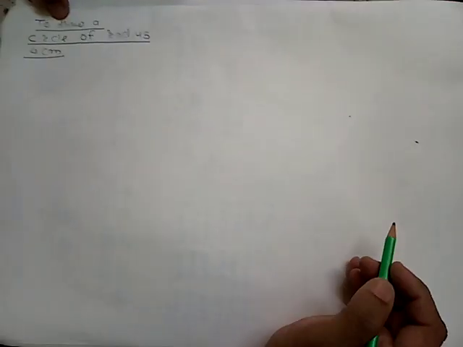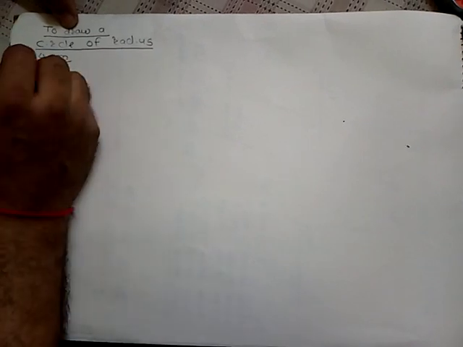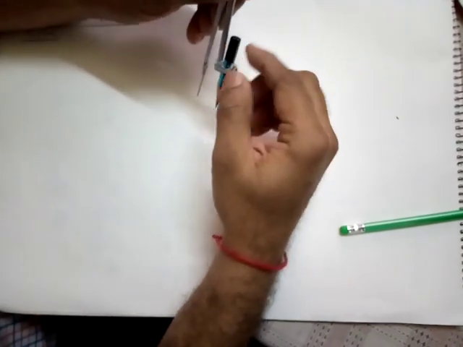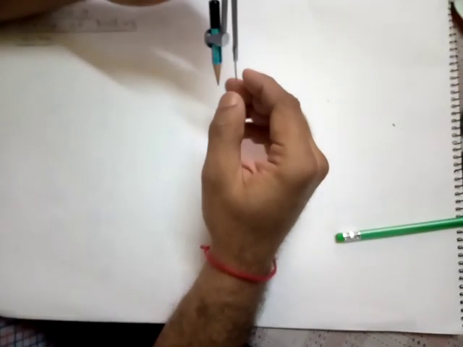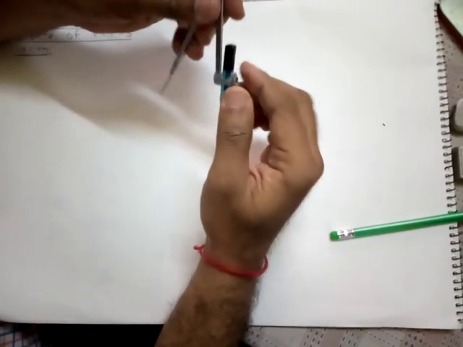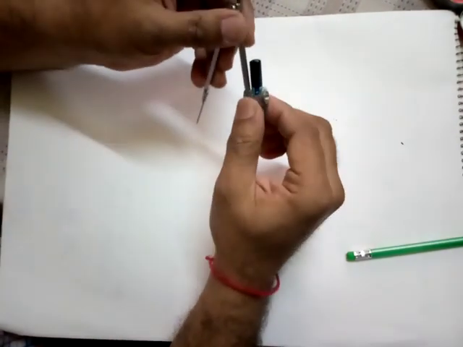Now let us see the problem, which is to draw a circle of radius 4 centimeter. To draw a circle of radius 4 centimeter, we are going to start with the help of a compass. First of all, we are going to hold a pencil in the compass, in the pencil holder, firmly so that it will not move.